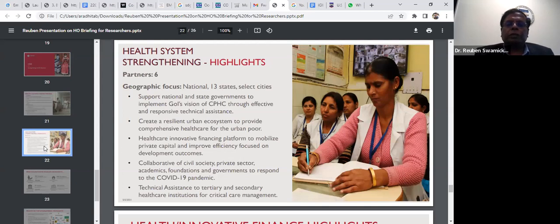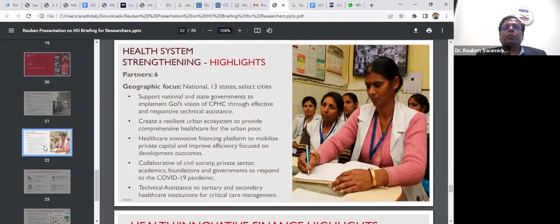So we use the expertise of about 6 partners. We work at national level and about 13 states, select cities, and really looking to see how we can improve primary healthcare. That's going to be important. In the urban system, all of you are aware that the urban system does not match the rural system as far as healthcare is concerned, simply because of the large private sector that's available and hence the out-of-pocket.